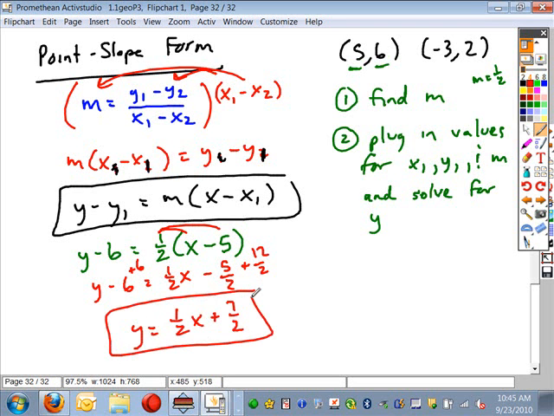Exactly what we got when we solved using the slope-intercept form. It doesn't matter. You can choose any method. I'm never going to tell you you have to use one method or another. I'm just presenting options for you.